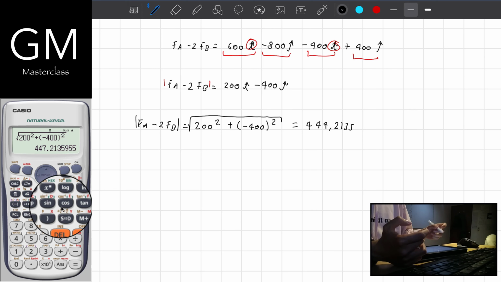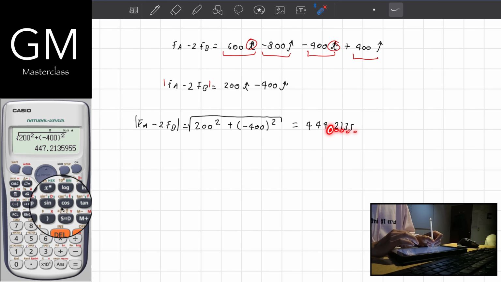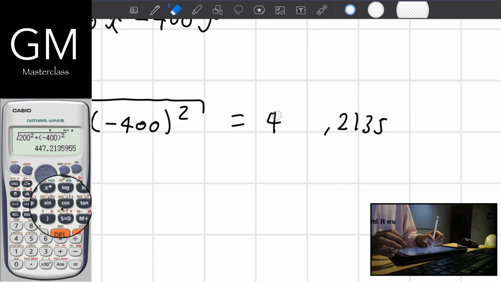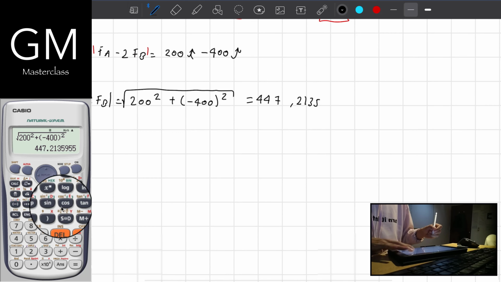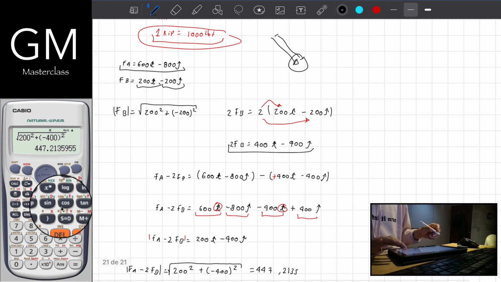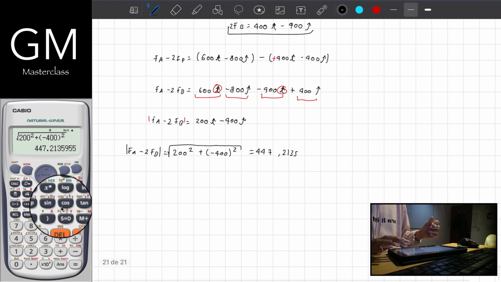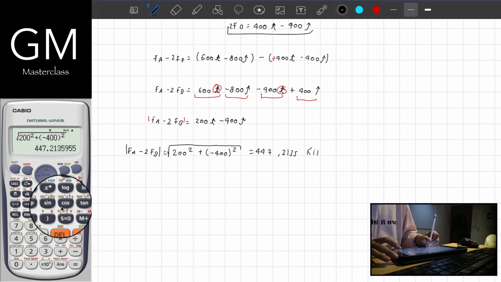447.2135. I always use 4 significant digits after the decimal point. So 1, 2, 3, 4, and this doesn't look like a 4 or a 7, so let me rewrite this. So 4, 4, 7. Better. We're talking about what kind of units? Force units. What kind? Kips. And that would be all, guys. This is how you can solve this exercise.